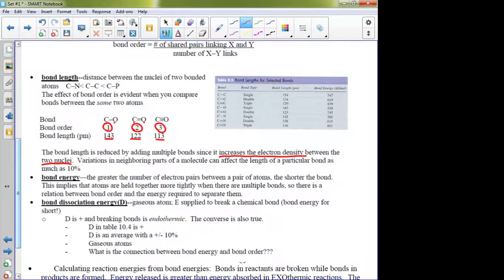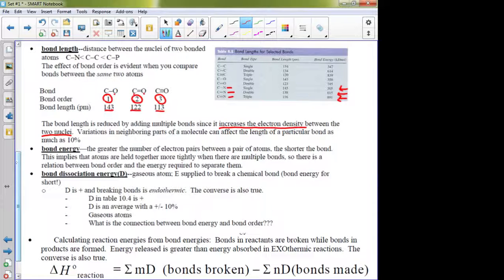Okay. Now, if we look at the chart, let's look at the single between carbon and nitrogen, then the double, then the triple. What do we notice also happens to the bond energy as I go from a single, double, triple? It increases. Okay? So when it comes to bond energy, the greater the number of electron pairs between the pairs of atoms, the shorter the bond, which means the atoms are held more tightly. So that means my bond energy is going to go what? Up.